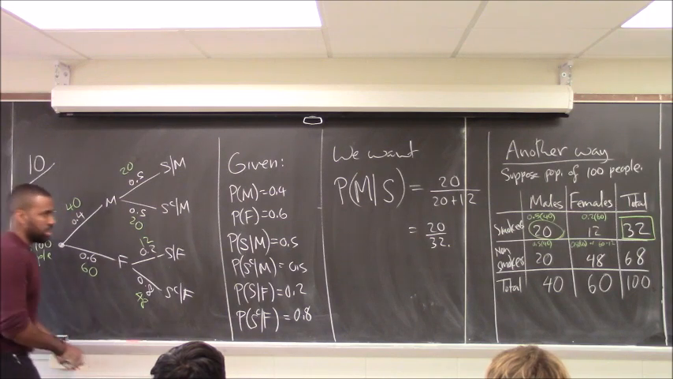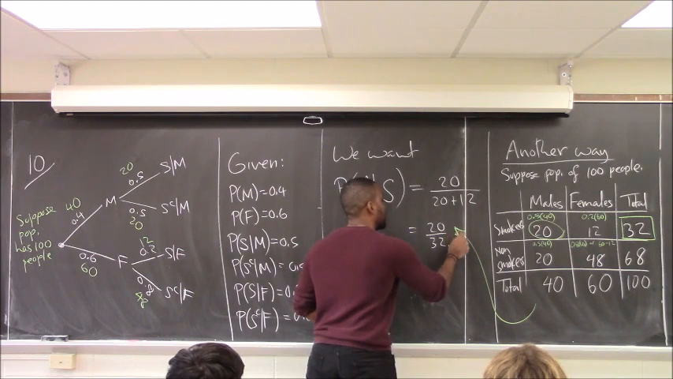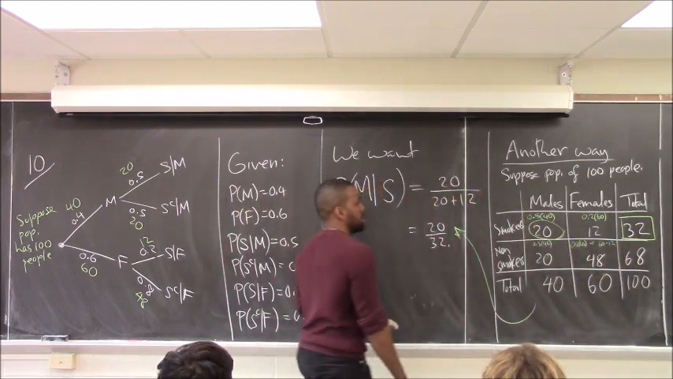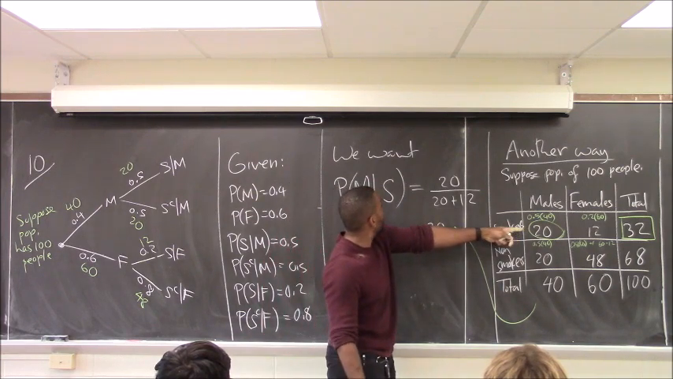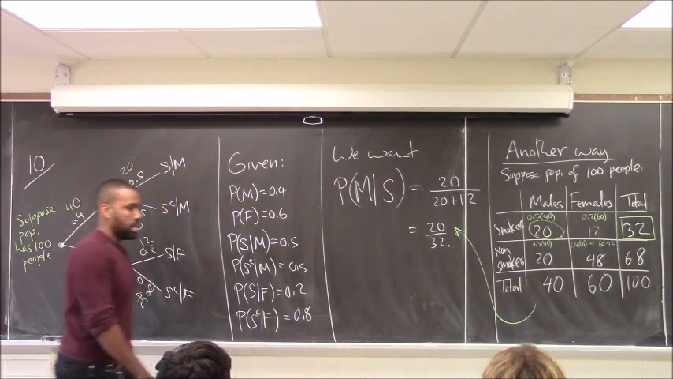And pretty much after that, the calculations will look exactly the same as right here. You say, well, the total I'm looking at is the 20 plus the 12, and the actual thing I want is the males out of that group. That's just 20, and I use that as a probability.